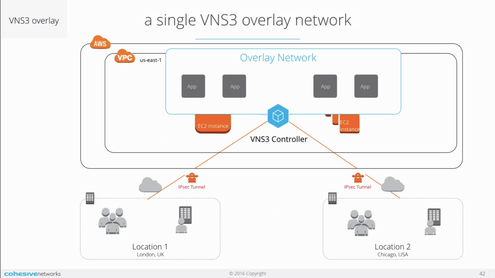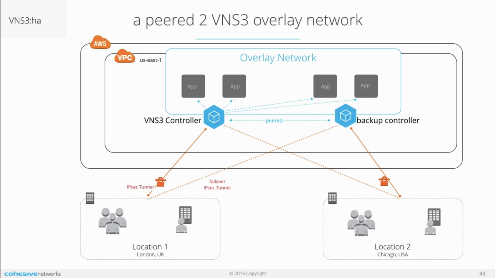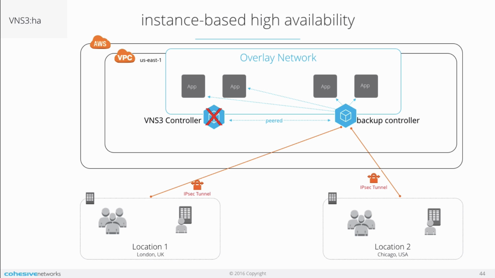So a little bit more about overlay high availability using VNS3. Back to our single VNS3 overlay network. This is one option to use an overlay network. If you peer 2 VNS3 controllers, you can do instant backup by just switching from one controller to another. You can also configure them so that if one VNS3 controller fails or the region fails, you can do automatic instance-based failover so that your 2 IPsec tunnels immediately switch over to your backup controller, which then connects to your overlay applications.